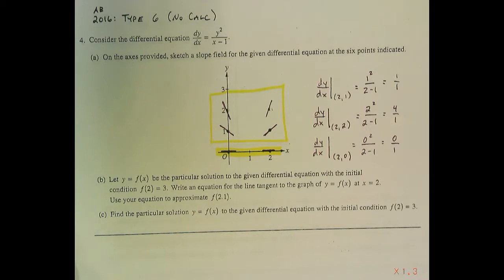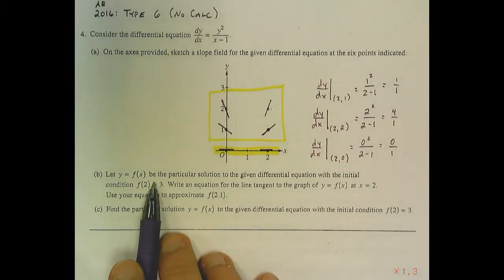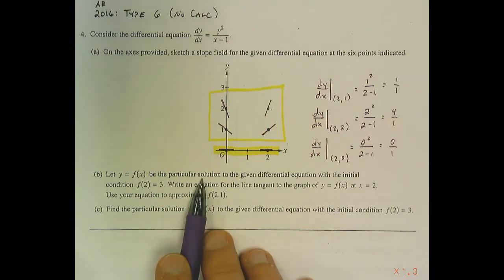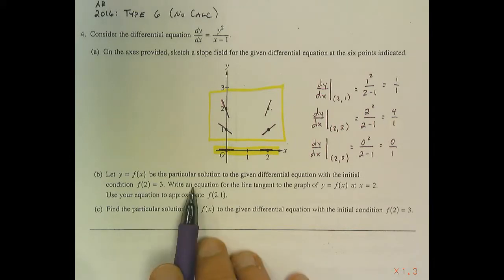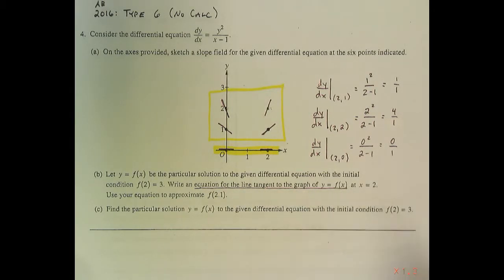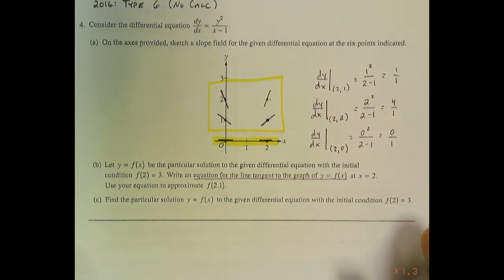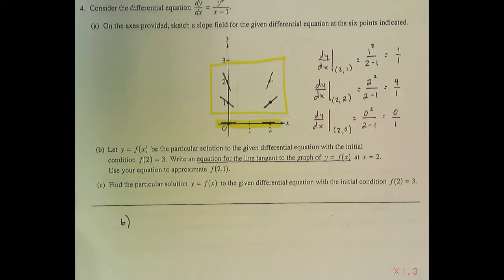All right, let's move on to part B. Let y equals f of x be the particular solution to the given differential equation. They give us an initial condition. Write the equation of a line tangent to the graph. So we're doing our tangent line approximation. This is old school, very basic, start of calculus class.